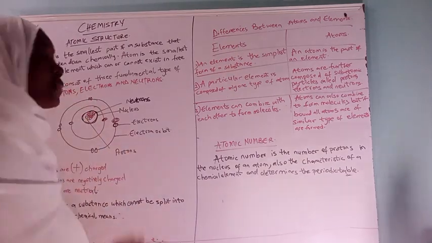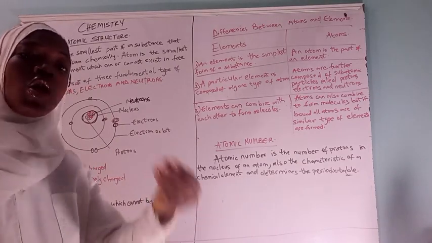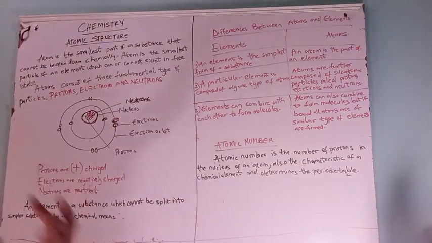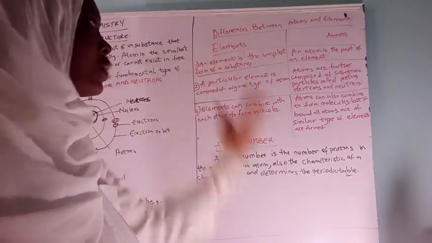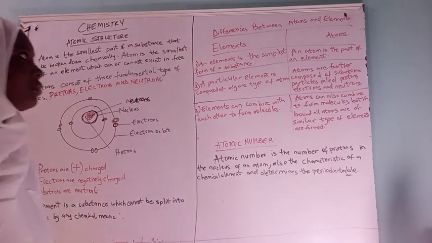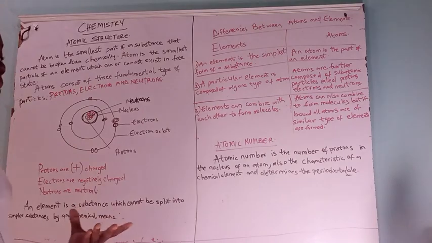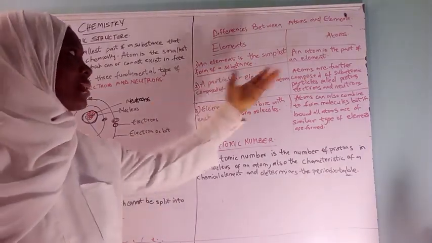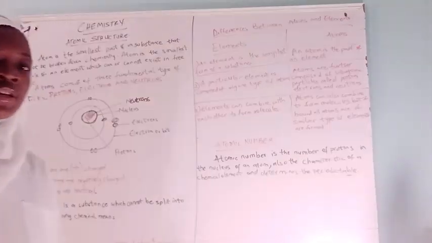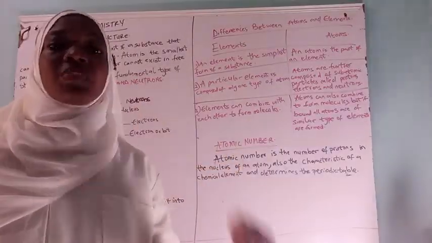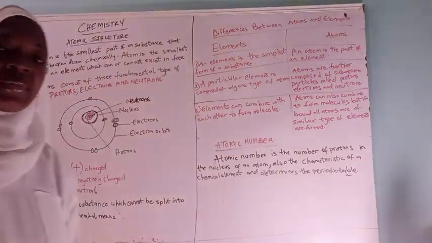An element is a substance which cannot be split into simpler substances by any chemical means. We said an atom is the smallest particle of an element, while an element is the simplest form of a substance which cannot be broken down by any chemical means. Differences between atoms and elements: an element is the simplest form of a substance, while an atom is the simplest part of an element. Are you with me?